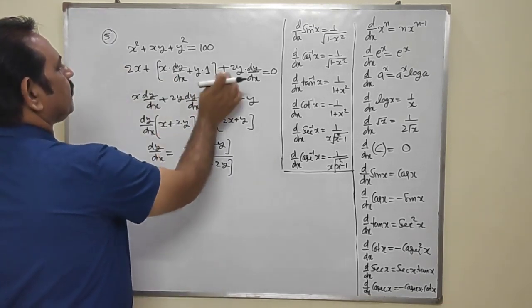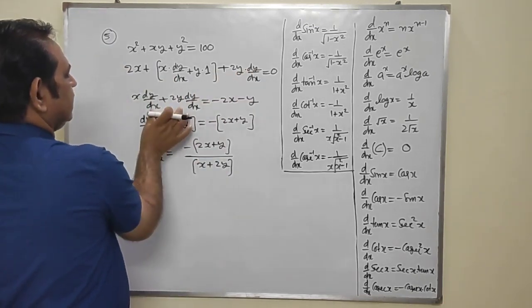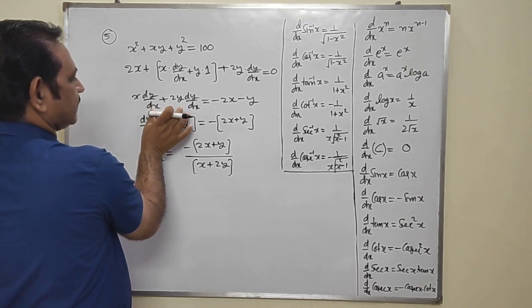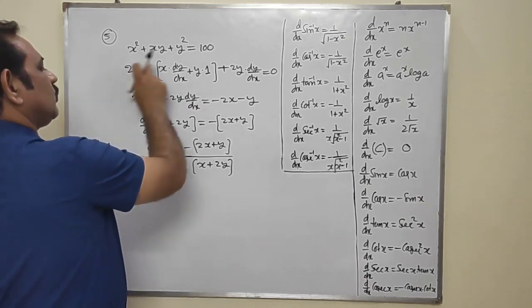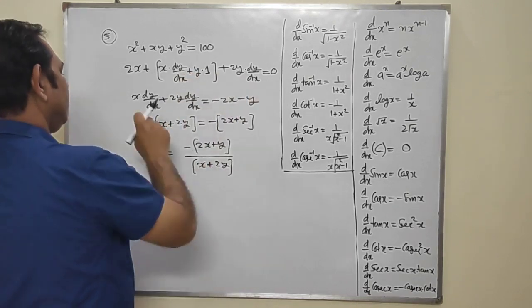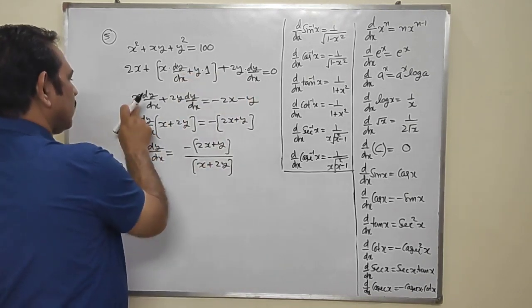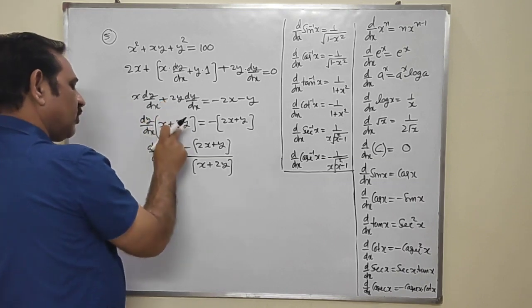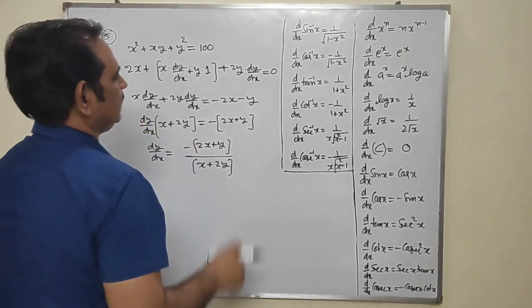x dy by dx plus 2y dy by dx. These two terms have dy by dx. Take minus 2x to the right hand side and y to the right hand side. Take dy by dx common. So x from here and 2y from here, so it will become x plus 2y.